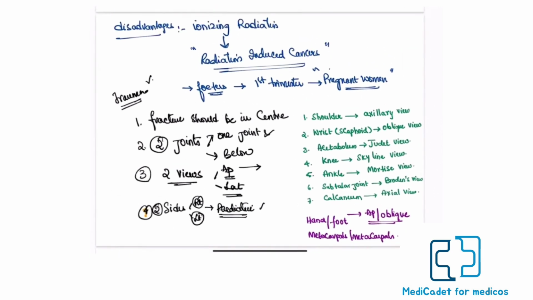So coming to the disadvantages, we have already discussed that it is the ionizing radiation, which is very carcinogenic, and harmful to your fetus. With that, I add one more thing. What is that? It is your soft tissue. Soft tissue contrast cannot be seen. So you can't comment much on the soft tissue, right? You can't comment on the tendons, you can't comment on the ligaments. So soft tissue cannot be commented on based upon your X-ray.